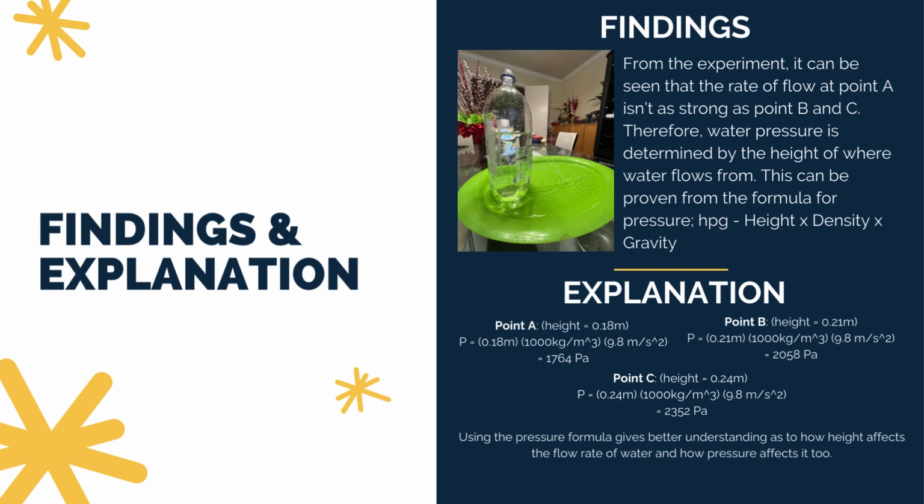Using the pressure formulas gives us a better understanding of how height affects the flow rate of water and how pressure affects it too. The density of water was 1,000 kilograms per meter cubed, and the gravity used was 9.8 meters per second squared. As you can see, as the height increased, the pressure also increased.